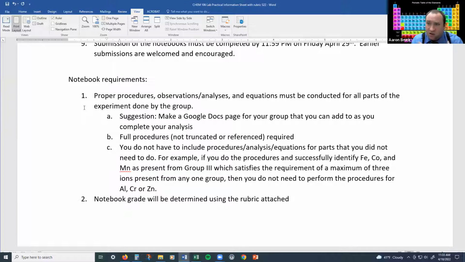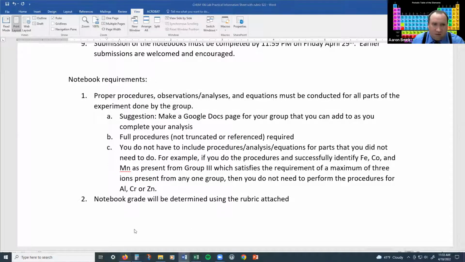My suggestion to you: make a Google Doc and work on the Google Doc during class together. And then all you have to do as far as the notebook is concerned, when you're finished with it, is attach that Google Doc to the notebook page and submit it as a pair. It's already done. You don't need to separate.